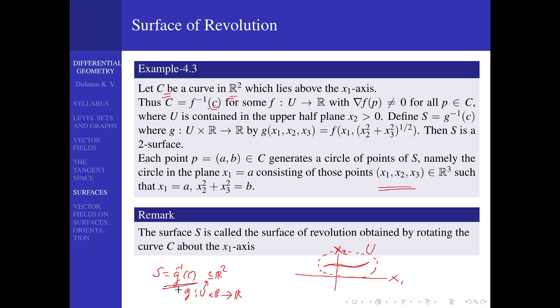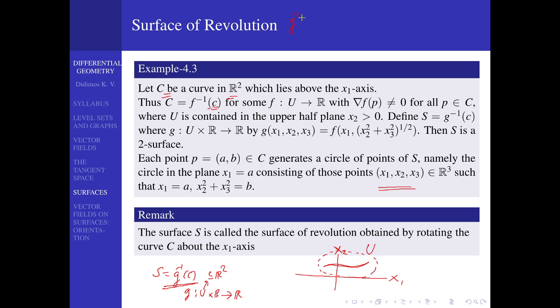So that is always a subset of R3, defined by G of x1, x2, x3 is equal to f of x1 comma (x2 square plus x3 square) whole raised to 1 by 2, which is equal to 1 by 2. So this is what we call G, the function G. So what is G inverse C? That is the next step.